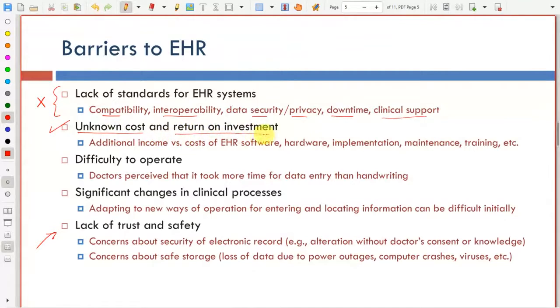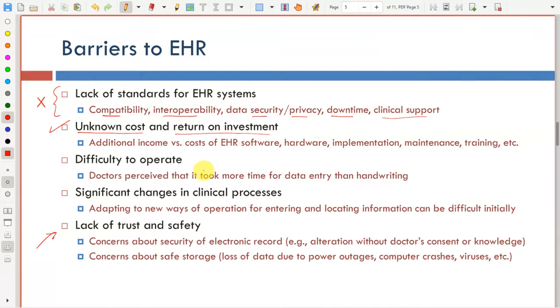And the return on investment is not clear, meaning the additional income versus the cost of the EHR software, hardware, implementation, maintenance and training, you don't see that. You're not going to be able to make a case to the owner of the hospital that if you pay this money to move to EHR, you're going to get additional income of that much. So this is a difficult case to make to an owner. For patient care it's definitely much better, but this is not directly visible to the owner.